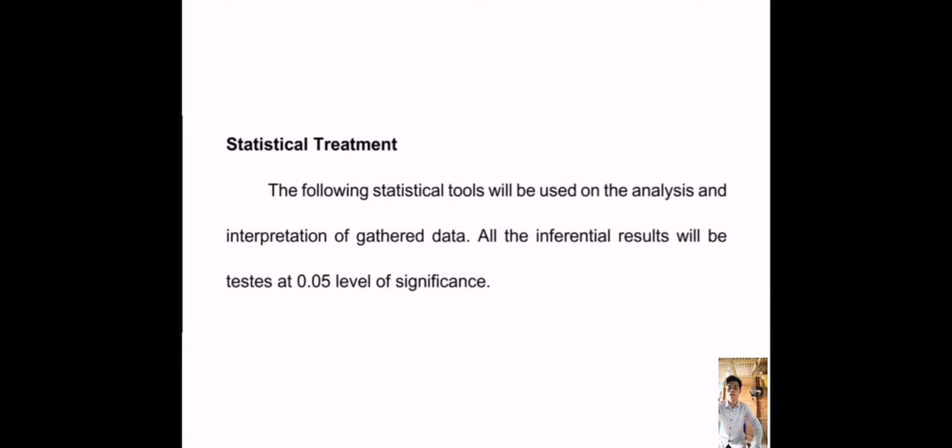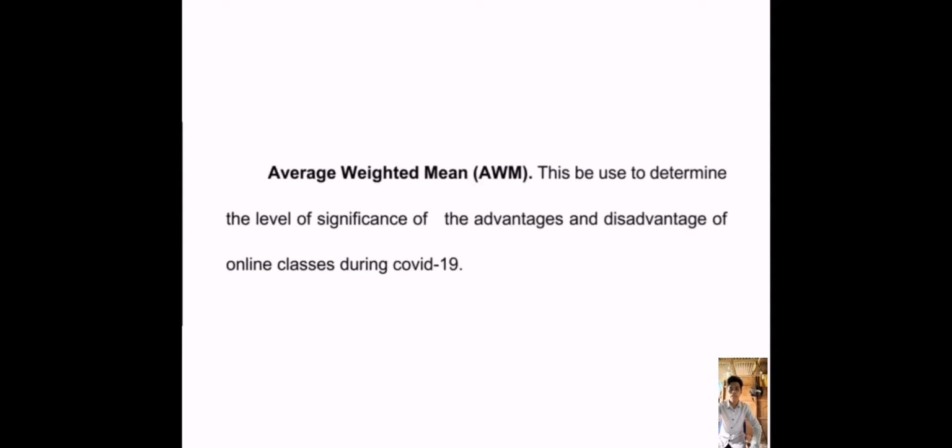Statistical treatment. The following statistical tools will be used in the analysis and interpretation of gathered data. All the inferential results will be tested at the 0.05 level of significance. Average weighted mean, or AWM, will be used to determine the level of significance of the advantage and disadvantage of online classes during COVID-19.